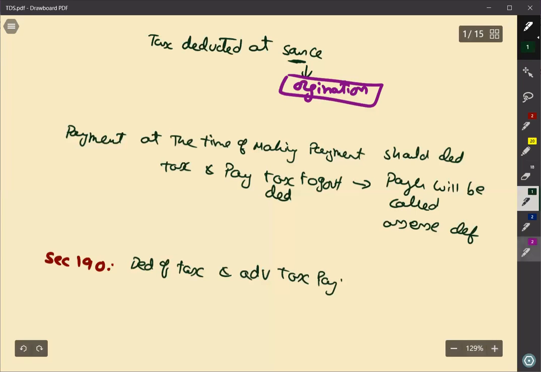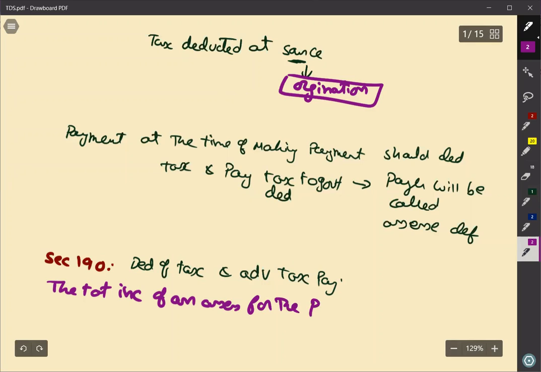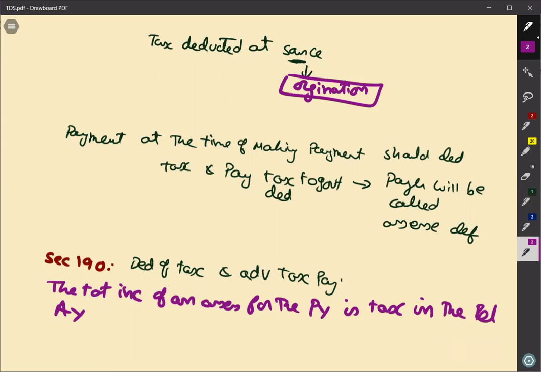This section says that the total income of an assessee for the previous year is taxable when? In the relevant assessment year. That's the basic principle. And we had also seen the exceptions for this. There are a few cases where the total income of the assessee, instead of being taxable in the relevant assessment year, is taxed in the previous year only. So a few exceptions were there.